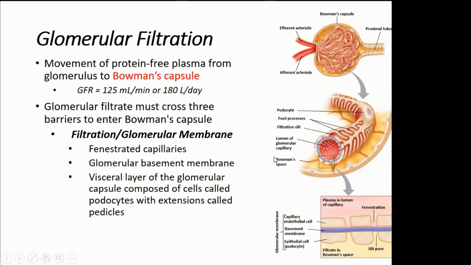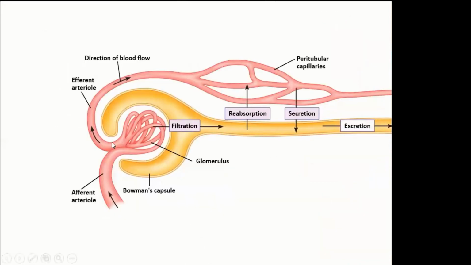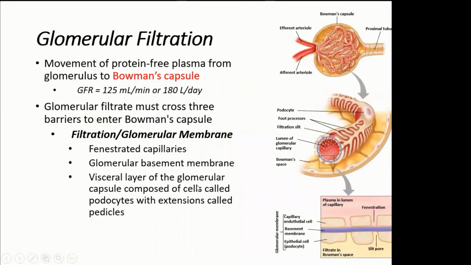So I'm going to scroll back again for a sec. So Bowman's space is this area here. So what we're looking at in this kind of cup area would be our podocytes. And then this layer of cells continues and starts to create the tubule afterwards. Any questions about the structural part right here yet? No? Okay.